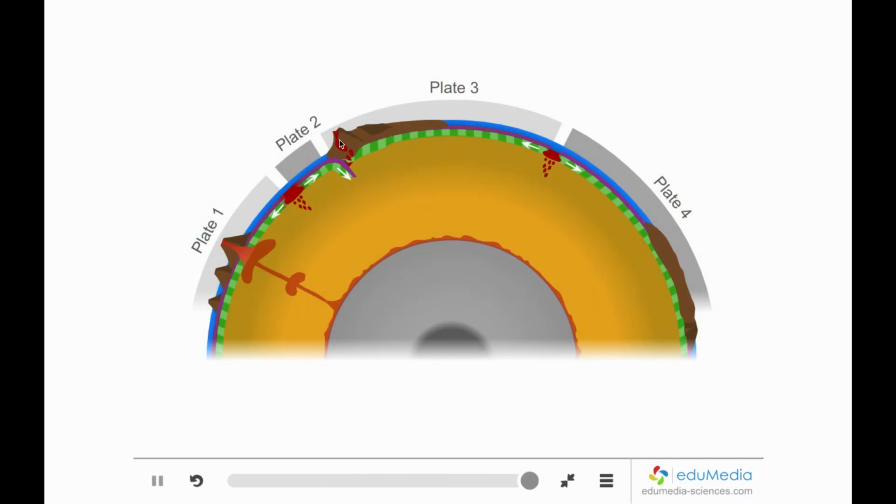Plate tectonics has 3 main types of interactions. Well, we have our divergent plates, where crust moves apart from each other. We also have convergent plates, where crust moves toward each other. What's not pictured here is something called a transform plate boundary, which we will get to later.